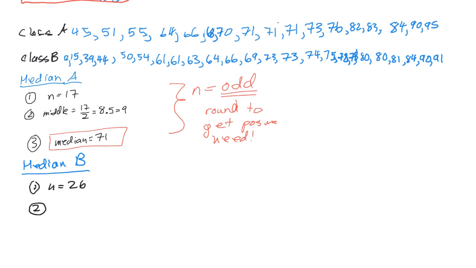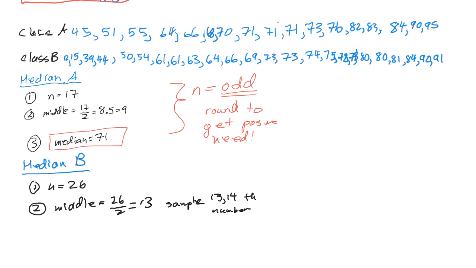All right, so for the median of B, we need to figure out what the middle is. Since n is even, our middle is going to be the following. We take 26 divided by 2, which gives you 13. But because this is even, we need to sample the 13th and 14th numbers to get the median, because we have an even number in the middle.